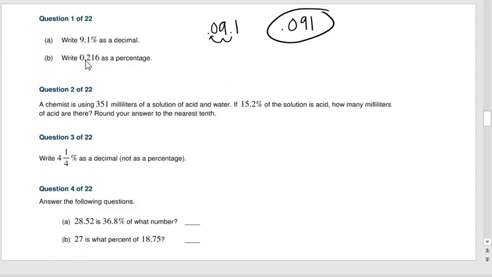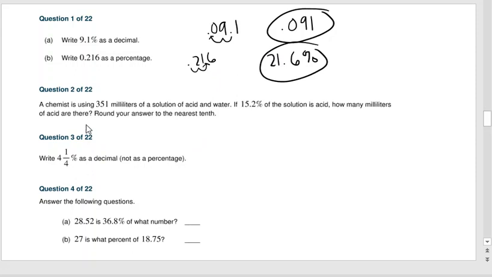If we want to go from a decimal to a percentage, we have to multiply by 100. So if you take 0.216 and you multiply by 100, your decimal is really just going to move 2 places to the right. So this becomes 21.6%.